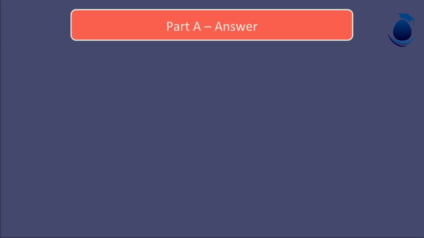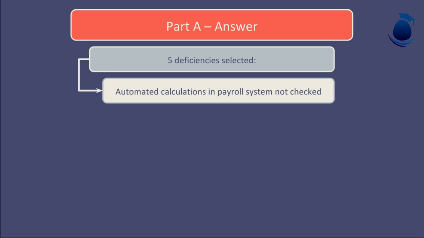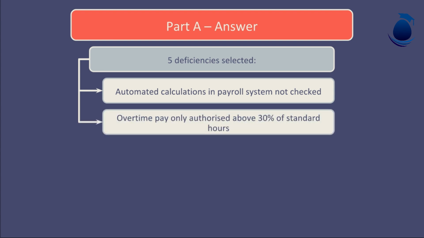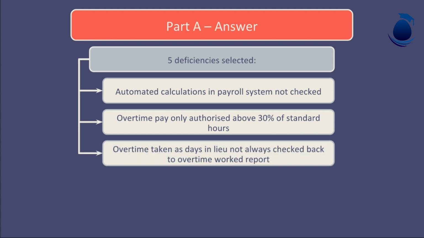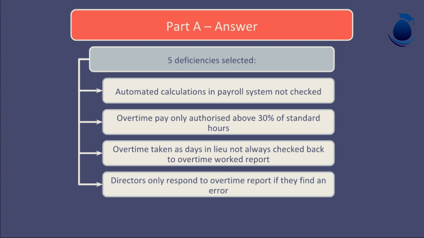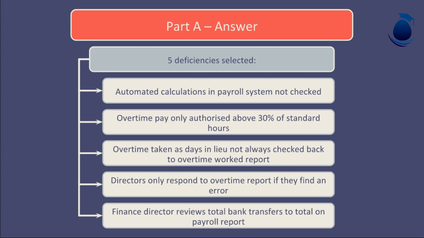The 5 deficiencies I have selected are: the automated calculations in the payroll system for gross pay, net pay, and deductions are not checked. Overtime pay is only authorized above 30% of standard hours. Overtime taken as days in lieu is not checked back to the overtime worked report by payroll clerks. The overtime worked report is sent to the department heads, who only have to respond if they find an error. And the finance director reviews the total bank transfers for pay with the total on the payroll records.